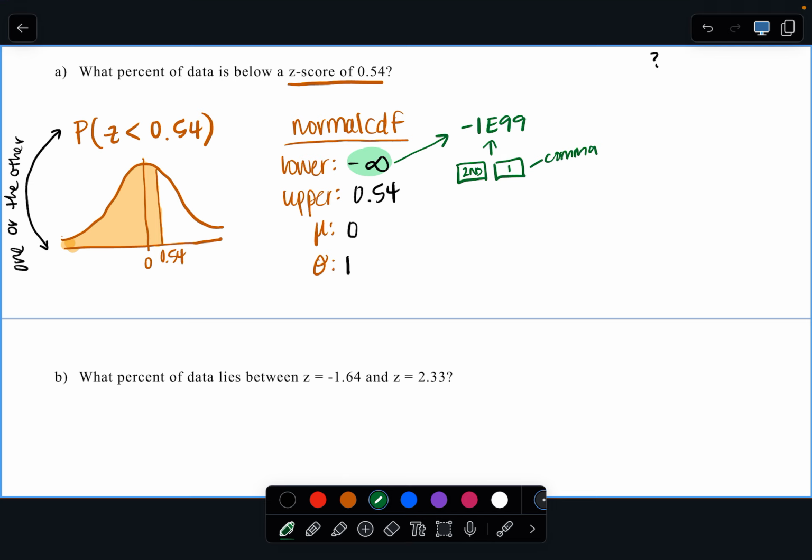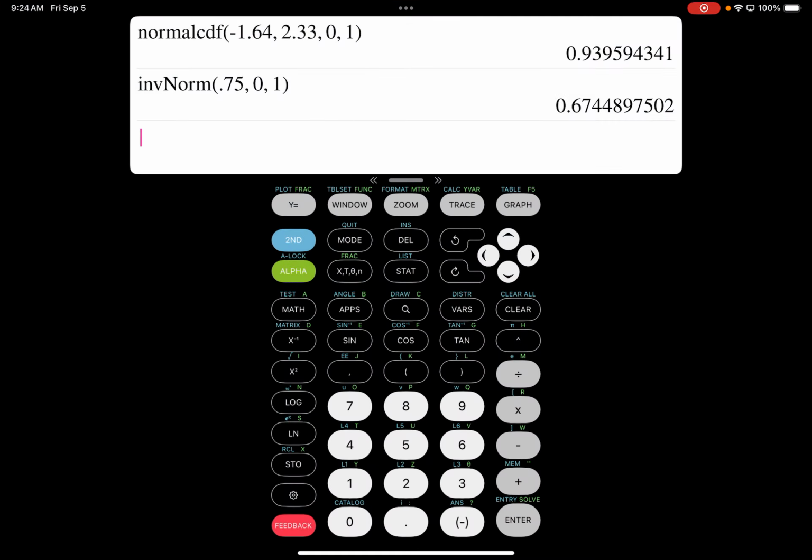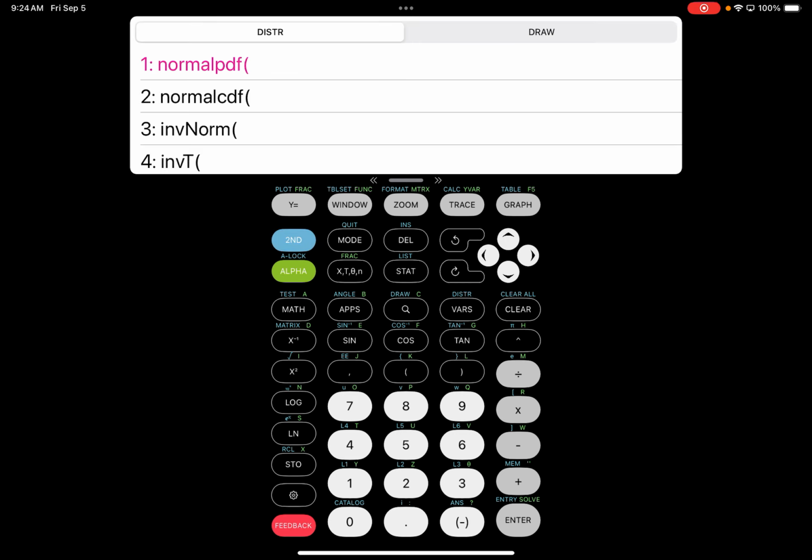So let's go through the steps together. They are on your paper. So in the part that I highlighted that said second VARS normal CDF, I'm going to show you what that looks like on the TI. So second is the blue button. The VARS button is 3 above the 9. So if you go to the 9 button and you go up 1, 2, 3, you should see the VARS. It's right next to clear. And then we are going to use normal CDF.